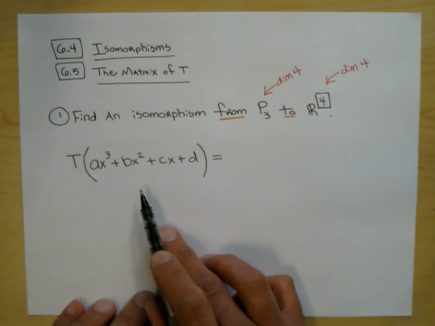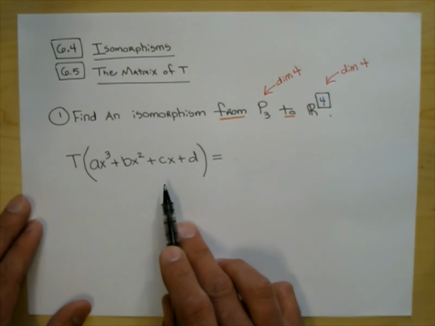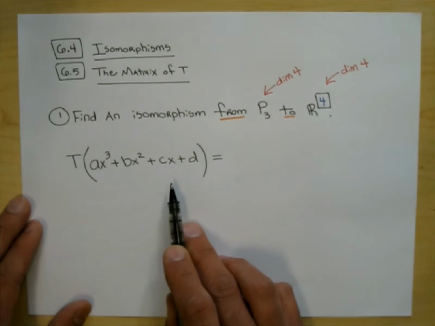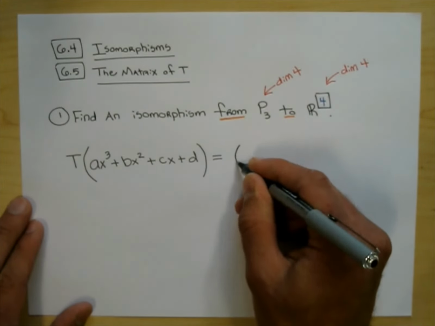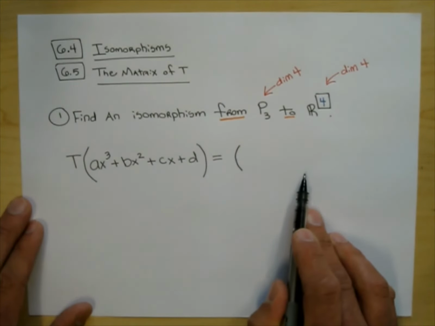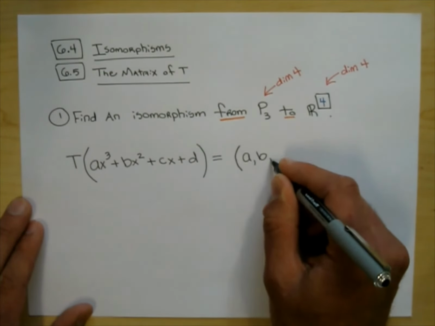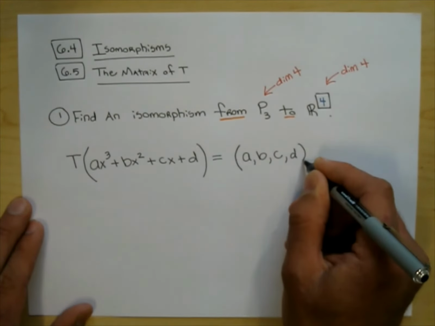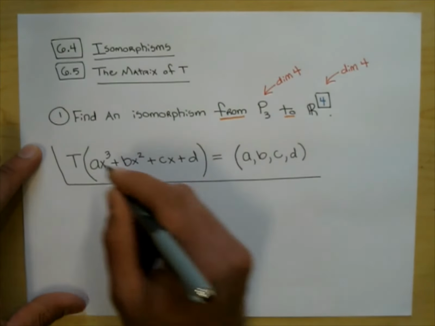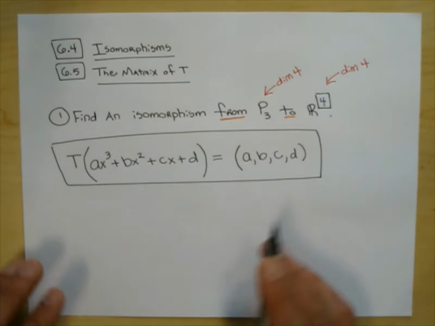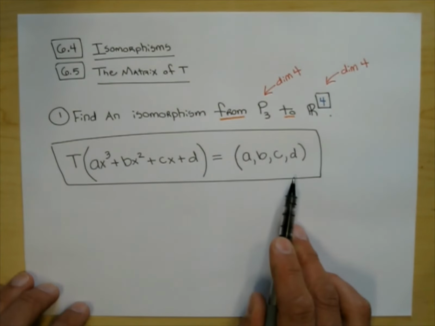Now there's lots of ways. There's infinitely many different isomorphisms you can think of. And sure, you can make it more complicated for yourself, but I'm going to try to make it very simple, and I'm going to use A, B, C, and D in a 4-tuple. So the most basic way to do that is to go like this. A, B, C, D. And we think we're done. So there's an isomorphism, a linear transformation that is both one-to-one and onto.